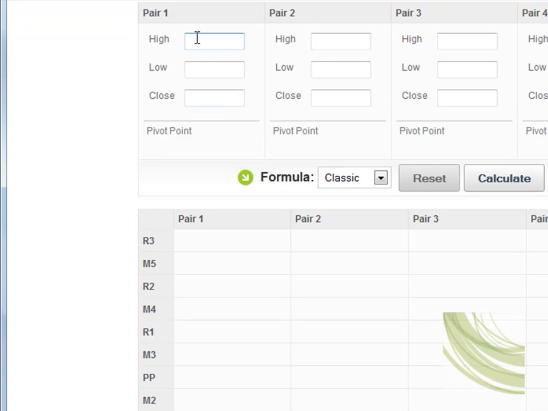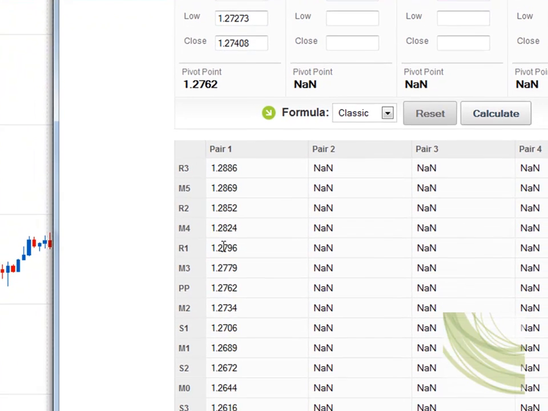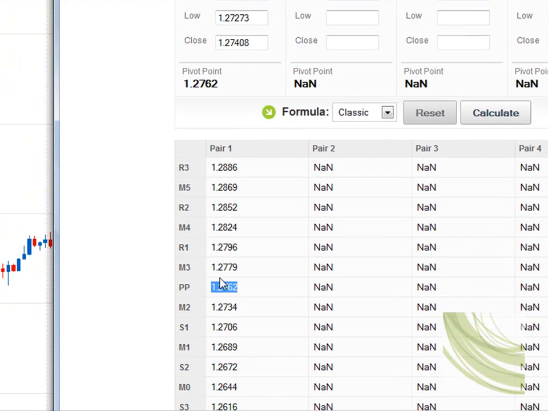So the high we have recorded is 1.28172. The low is 1.27273. The close is 1.27408. Then just press calculate. Don't change anything here, classic will do. Okay, calculate, and you calculate all the pivot levels: pivot point, R1, R2, M3, M4, M2.